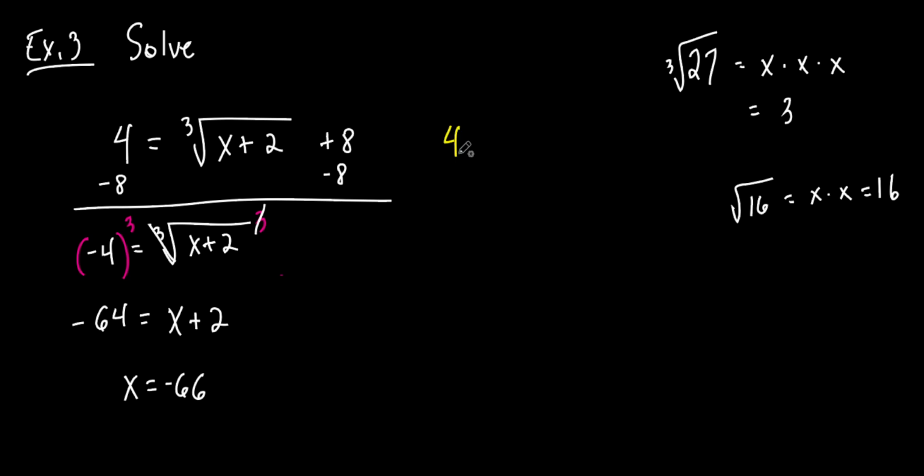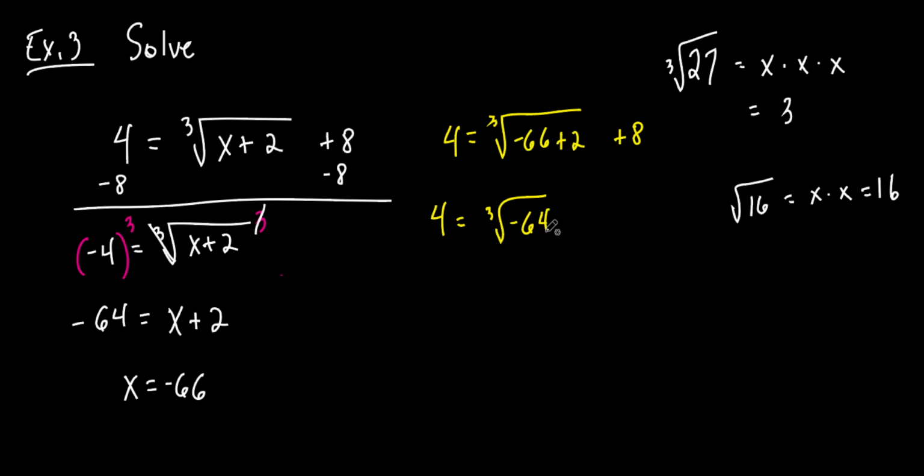So what are we going to do? 4 equals the cubed root of x, which is negative 66, plus 2, and then plus 8. All right? Negative 66 plus 2 is negative 64. Cube root. I thought we couldn't take the root of a negative.